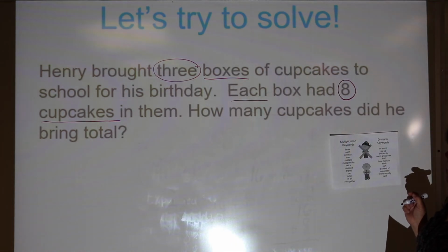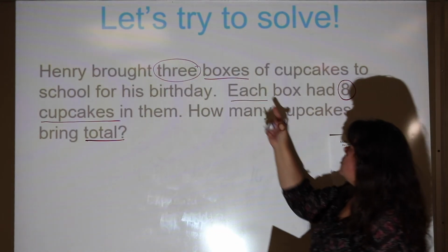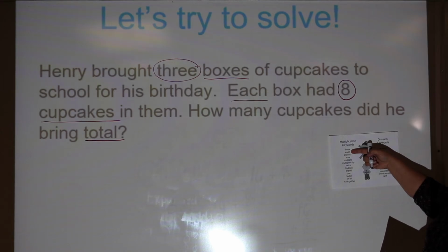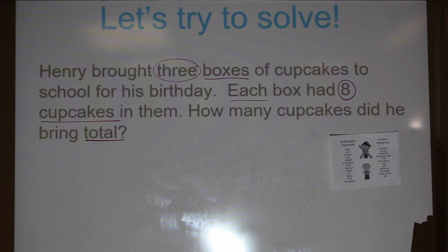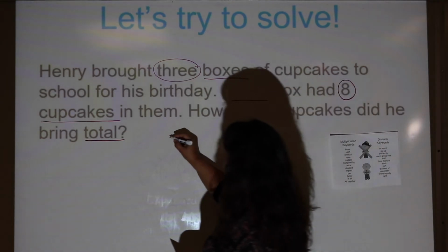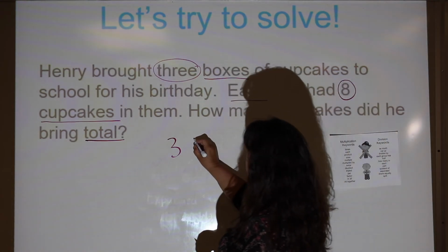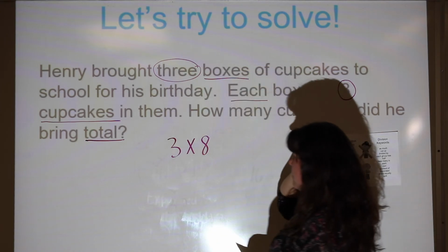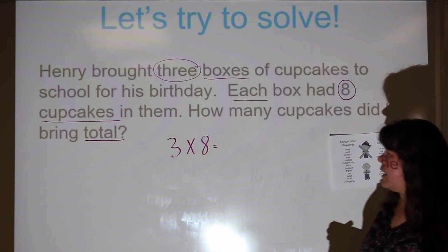How many cupcakes did he bring? Ooh, total. So total and each tell me that I'm going to be multiplying. Here's my word each. So I'll make sure that I'm doing that. All right, and a total just means you're going to have all of them. So 3 boxes of cupcakes, and he has 8 cupcakes in every single box. So that's going to be 3 times 8. Now I have to figure out how to get to my product, which is my answer. Those are my 2 factors.